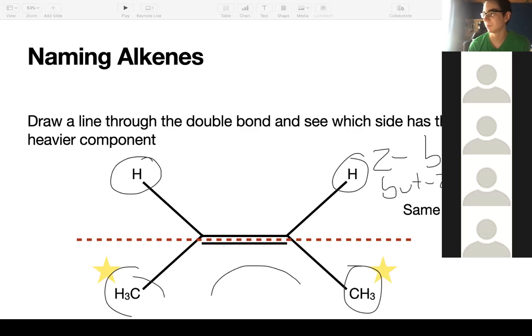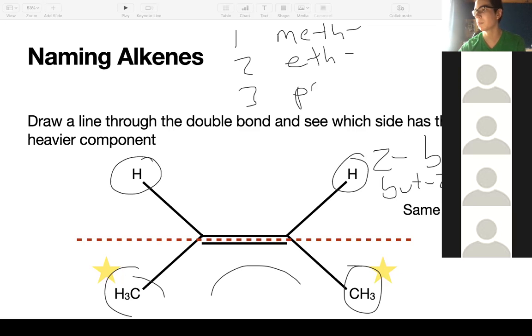Hey man, can you repeat how you got butene? How I got butene? I'm confused a little bit. Yeah. So we know the presence of 1 carbon is meth something. 2 gives us eth, so methyl or meth something. And then 3 is propyl or prop. And 4 is but.